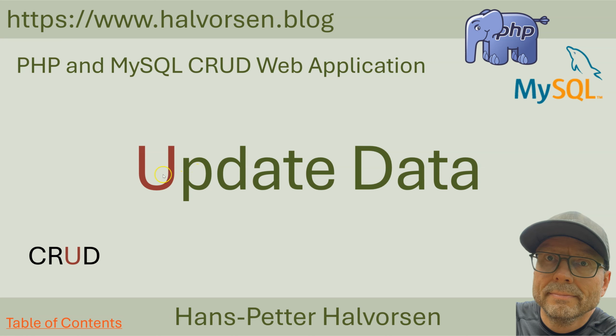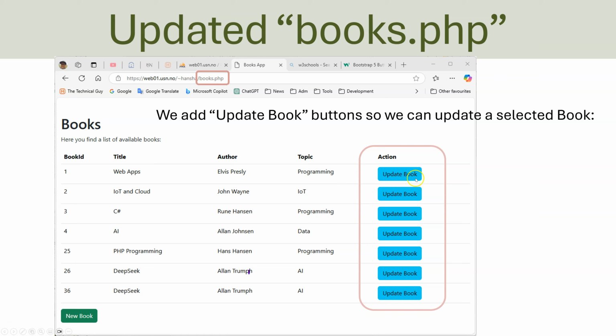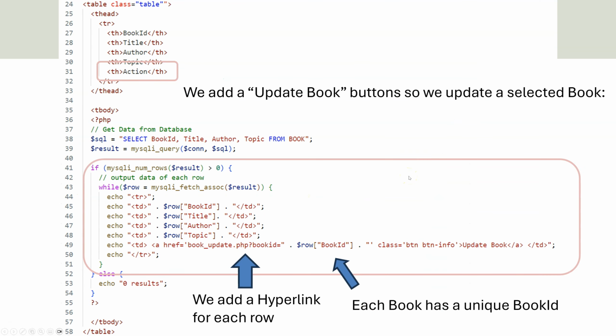Let's summarize this update part of the CRUD application. First, we needed to create a new column. I just call it action. Of course, you can call it whatever you like. And here I created a button for each of the rows. So when I click this button here, this specific book should be updated. When I click here, this specific book should be updated, etc. And then we click here.